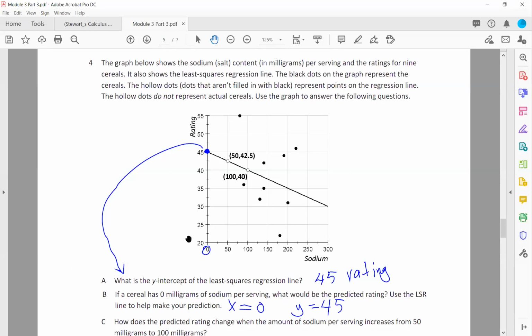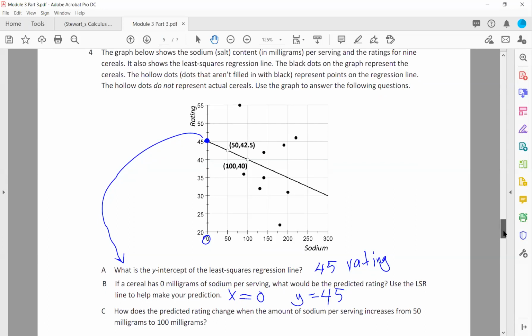Part C, how does the predicted rating change when the amount of sodium per serving increases to 50 milligrams?